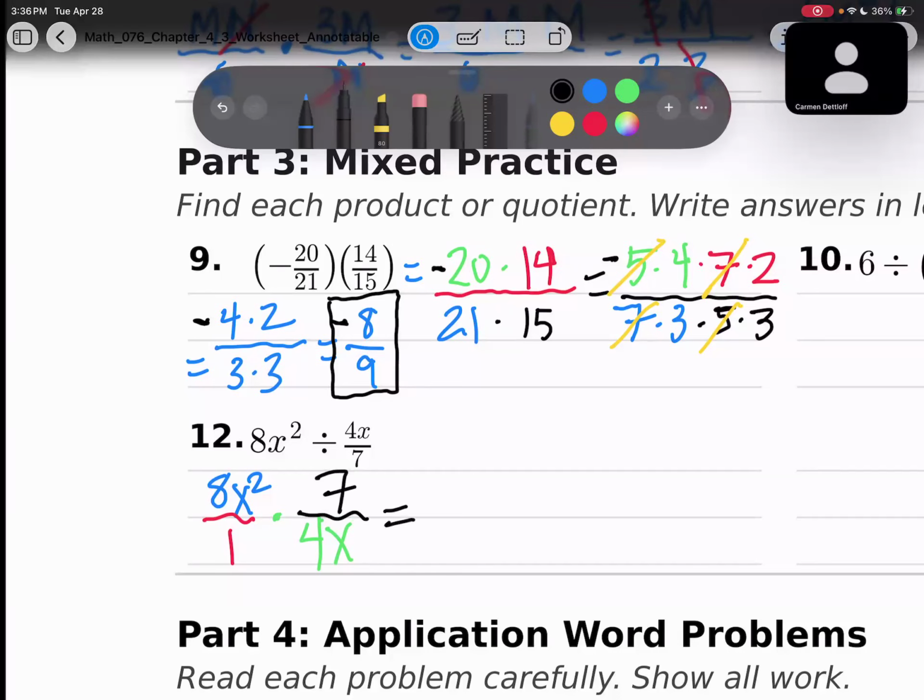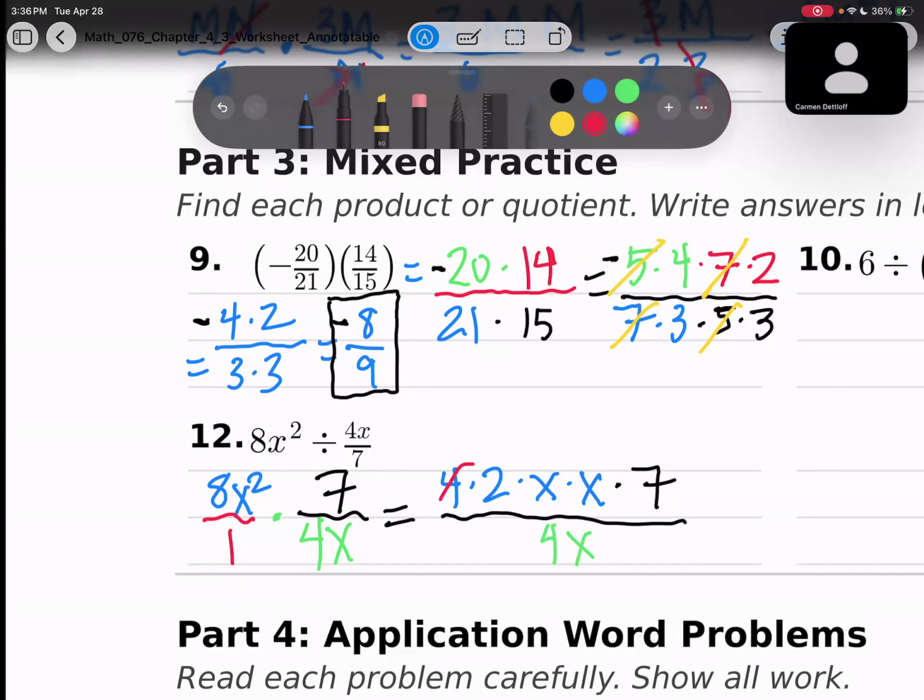And now I'm going to see if I can break these down. Can I factor out 8? Yes, I can. 8 becomes 4 times 2. And x squared, remember this is the same as x times x. So I'm going to write it out in expanded form because I think that's going to help. And I get times 7. And then all over 4x. I'm going to leave out my 1. So I get 4x in my denominator.